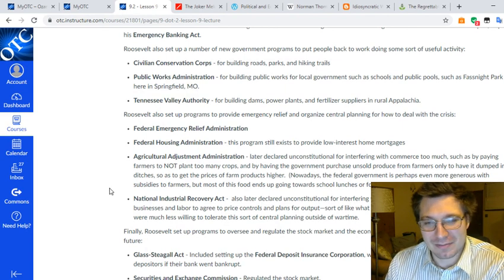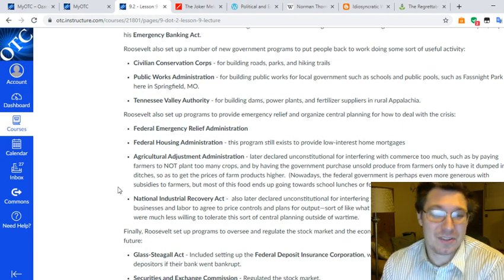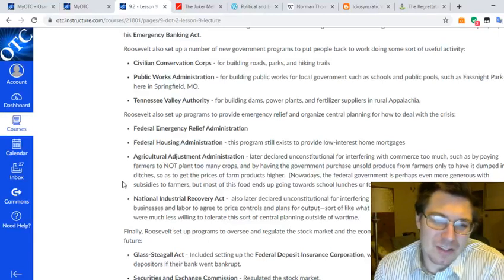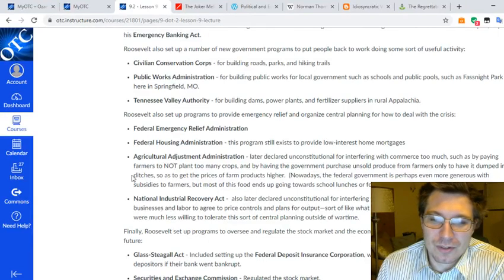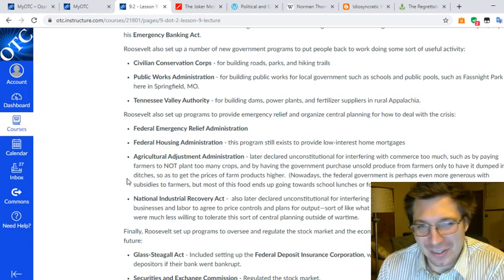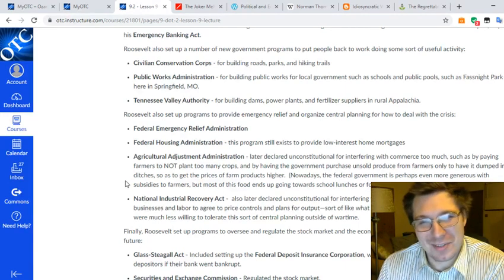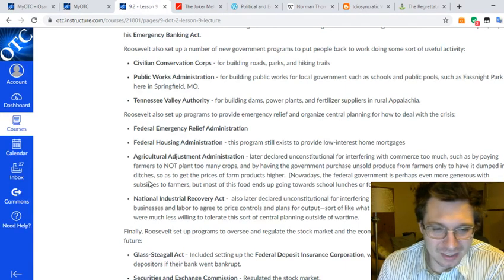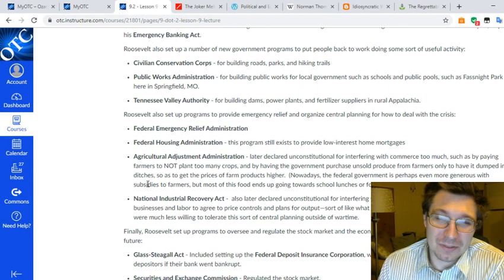Nowadays, the federal government is perhaps even more generous with subsidies to farmers, but most of this food ends up going towards school lunches or foreign relief programs. We don't just dump it in ditches anymore. But it's no wonder that the Supreme Court thought this was highly irregular. It seems kind of strange to dump food in ditches while people are starving, right?